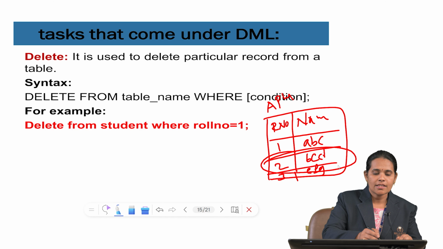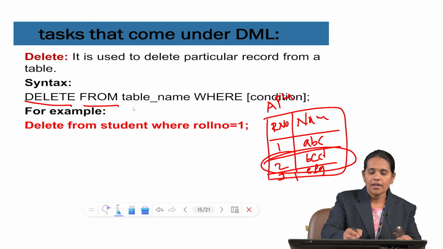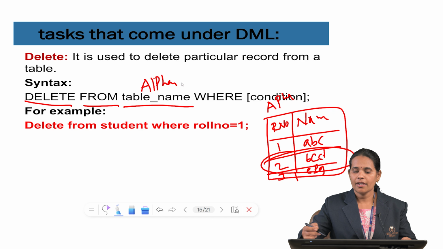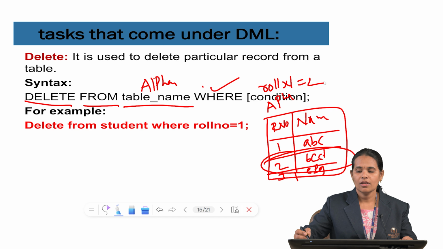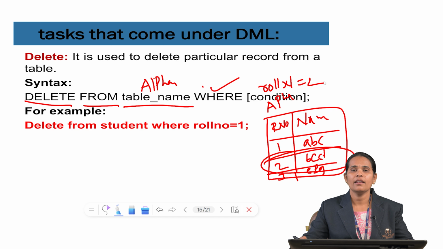So for that the syntax is delete from. Here we need to mention the table name. The table name is alpha, and from alpha, where we need to delete the record, we give the where condition, where roll number is equal to a particular value. In this way, we can delete a particular record from the existing table by using the delete command.